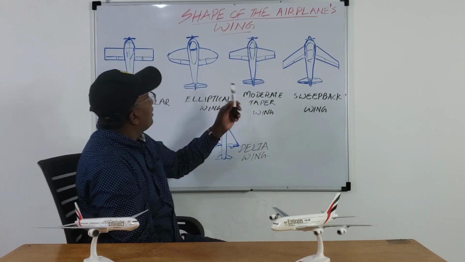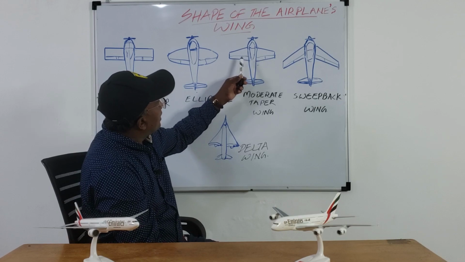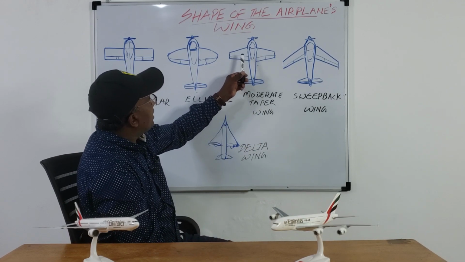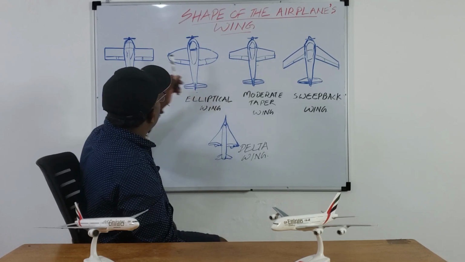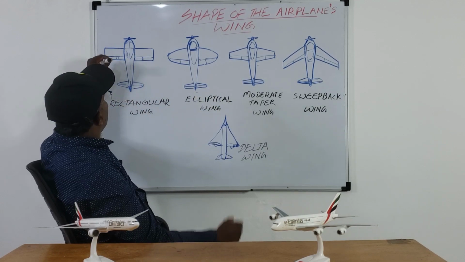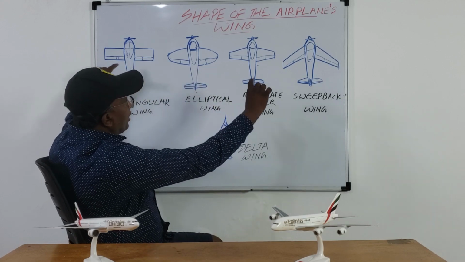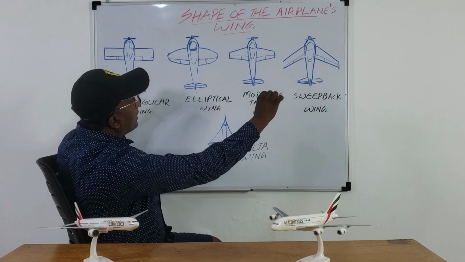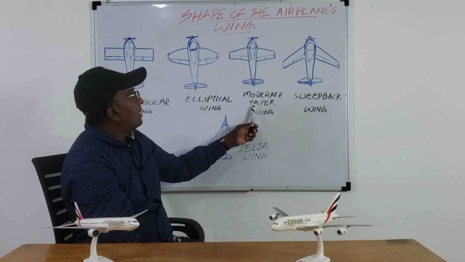Okay, this is called moderate taper wing. The tapered wing was designed by modifying the rectangular wing. The area of the tapered wing is reduced towards the wing tip.